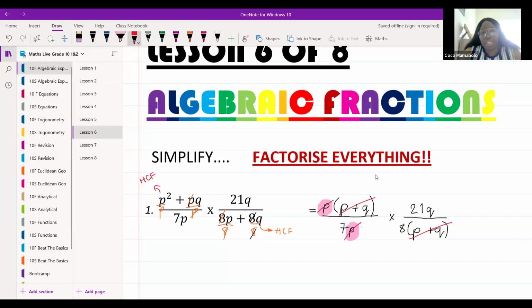Now we know that over here where everything is canceled, there's just a 1. And over here, I've got 8 and I've got 7. All right. So we're going to multiply fractions the same way we always multiply fractions. 1 times 21q and 7 times 8. All right. So I'm going to get 1 times 21q will give me 21q over 7 times 8 is equal to 56. Now, I know that this fraction can be simplified.